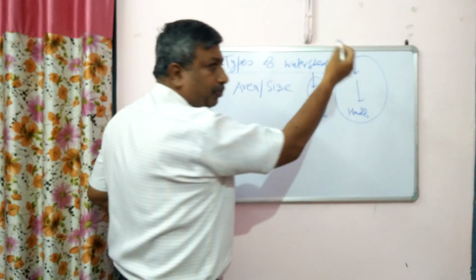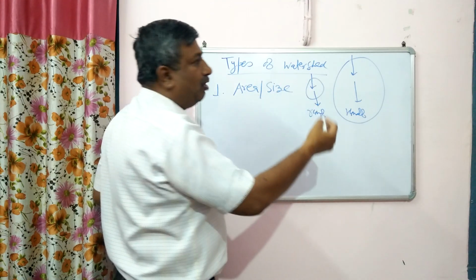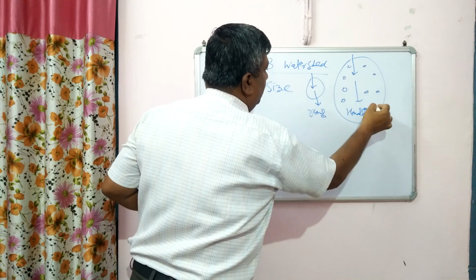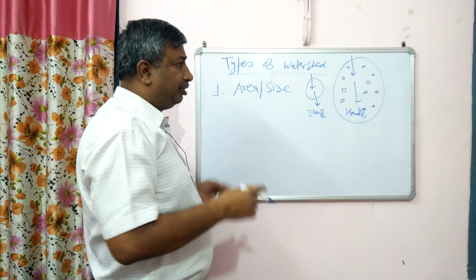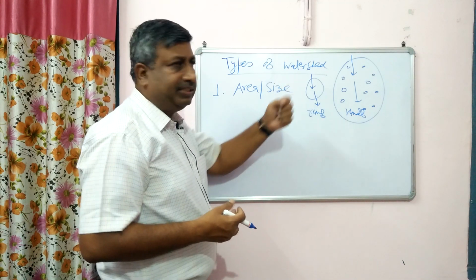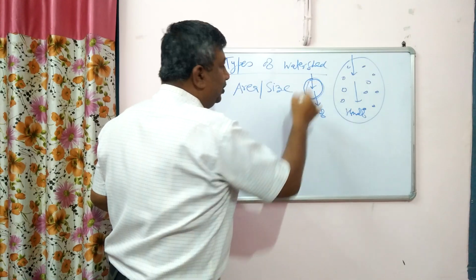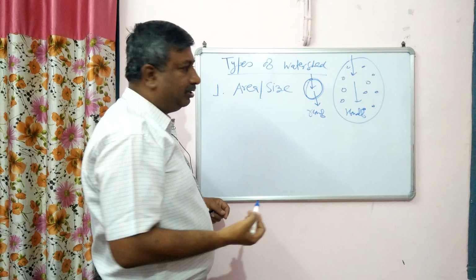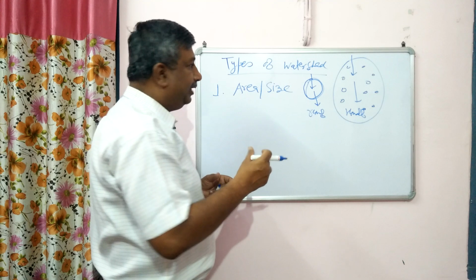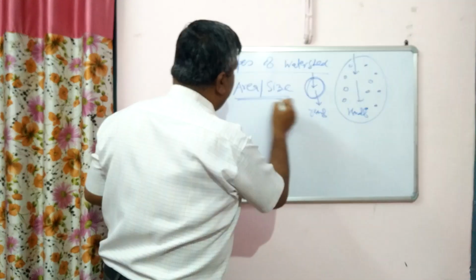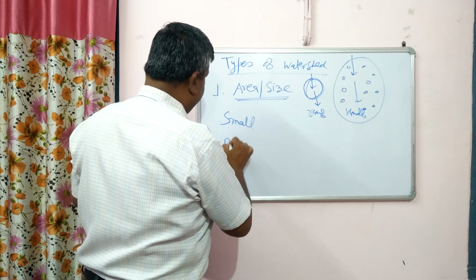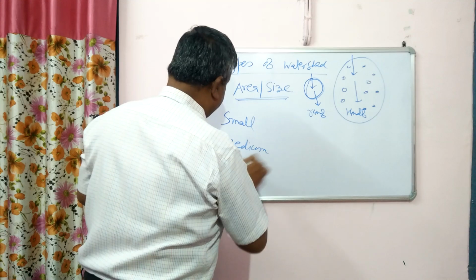Suppose it is 200 square kilometer or 500 square kilometer. Heterogeneity is there: roads, buildings, vegetation cover, heterogeneity in soil type, slope, relief. That's why management is difficult. While in a small watershed, maybe 1 square kilometer or a few hectares, there is homogeneity and we can manage the watershed. So on the basis of area or size, the watershed may be small, medium, or large.